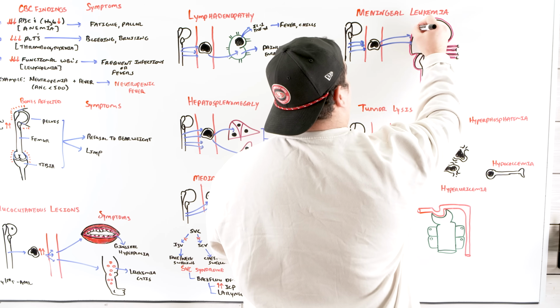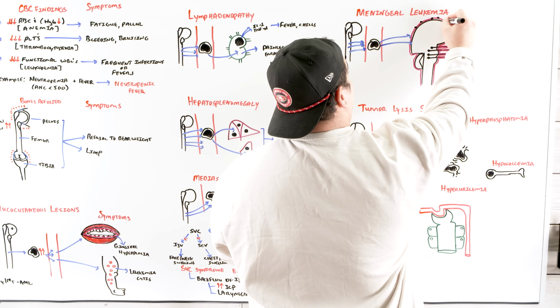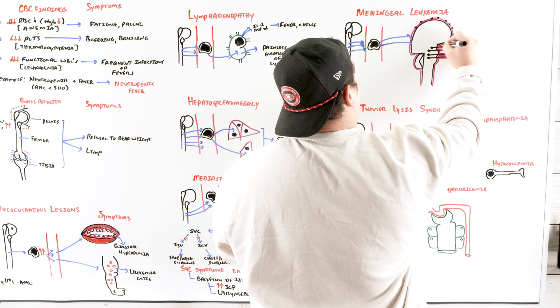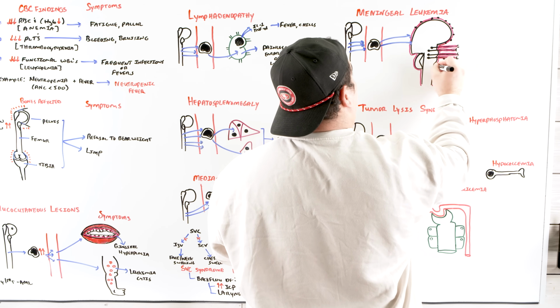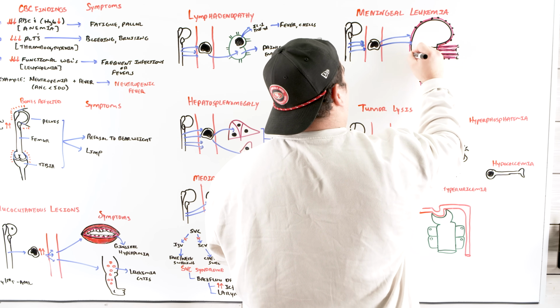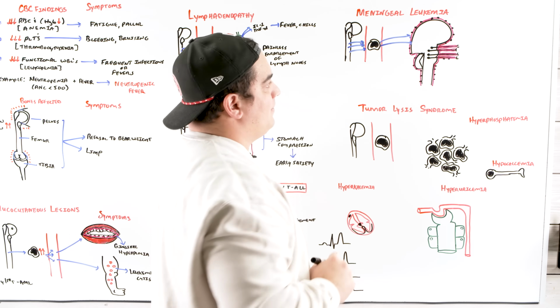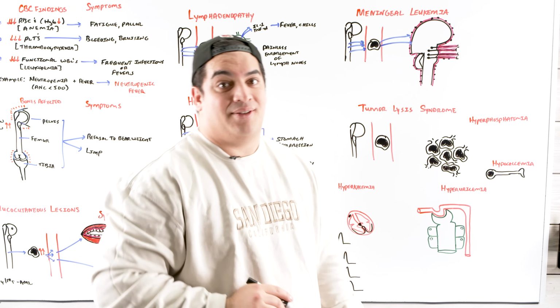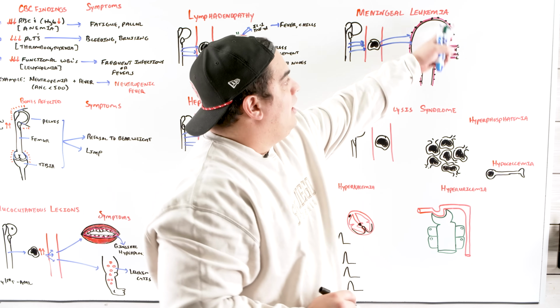So here, I'm going to show these little black dots here. This is the leukemic cells depositing into the meninges. They'll create a meningeal reaction. So it's going to get inflamed. If you have an inflamed meninges, that's called meningitis. They can get symptoms of meningitis. It's just terrible. So what's that going to be?